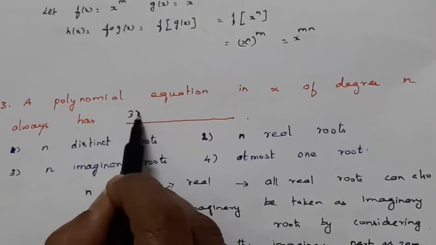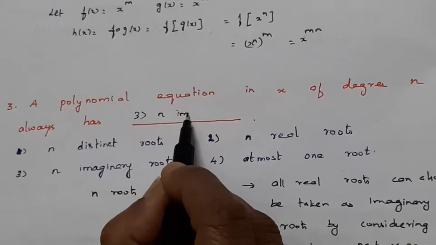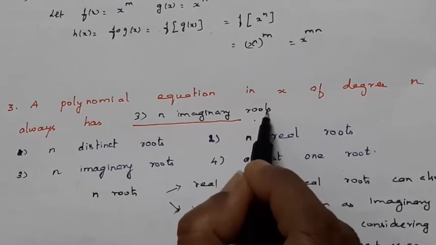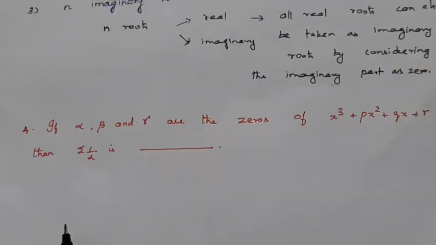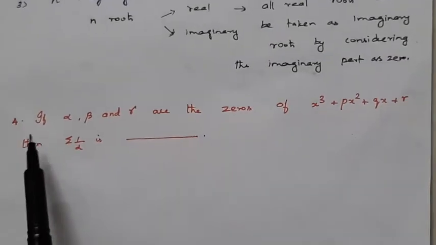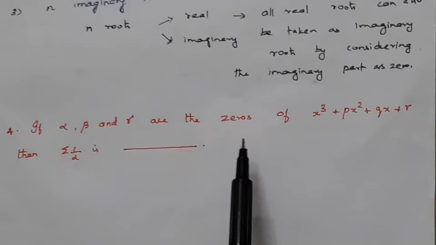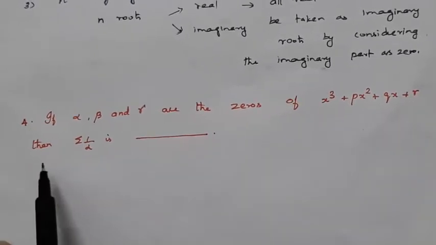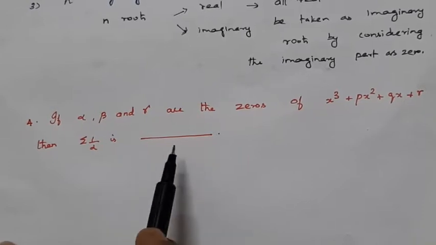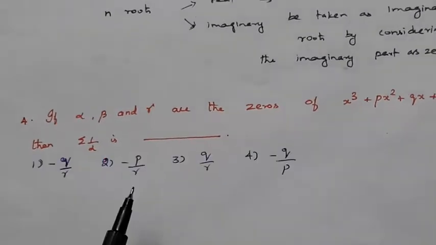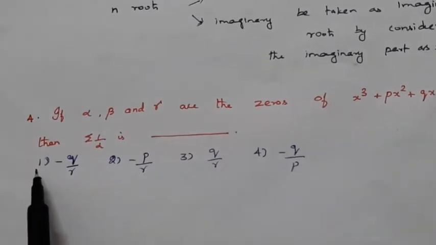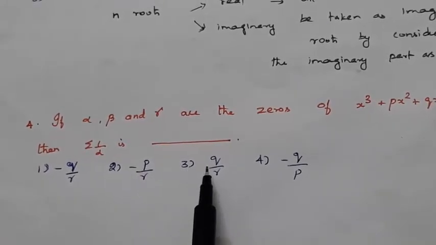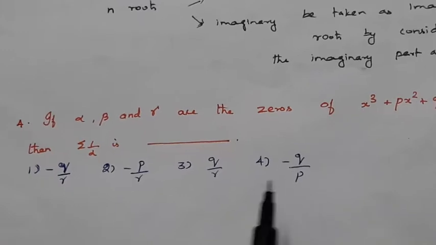So this is option number 3, n imaginary roots. Then the fourth one: if alpha, beta and gamma are the zeros of x cube plus p x squared plus qx plus r, then sigma 1 by alpha is dash. The options are option 1 minus q by r, option 2 minus p by r, option 3 q by r, and option 4 minus q by p.